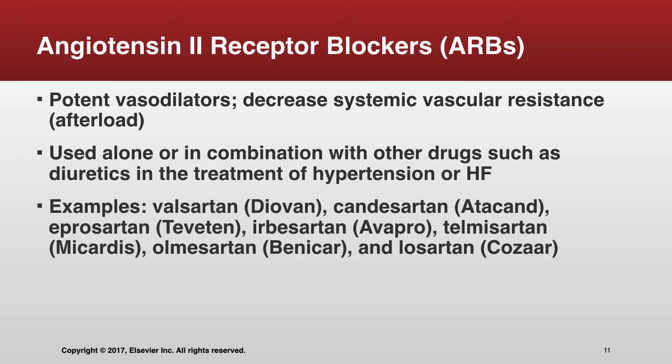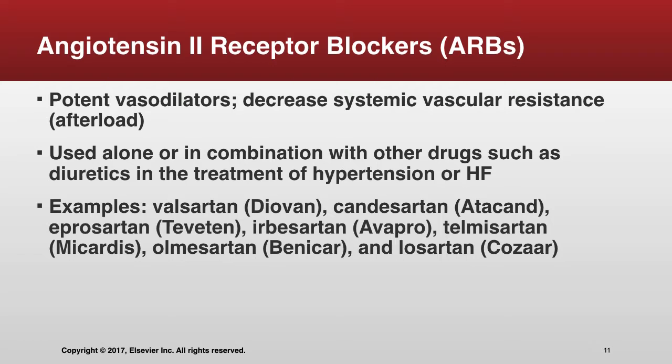Angiotensin II receptor blockers, or ARBs, are potent vasodilators. They decrease systemic vascular resistance, or afterload. They're used alone or in combination with other drugs like diuretics in the treatment of hypertension or heart failure.